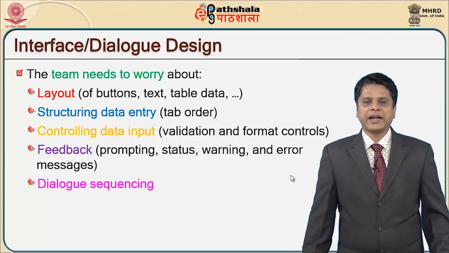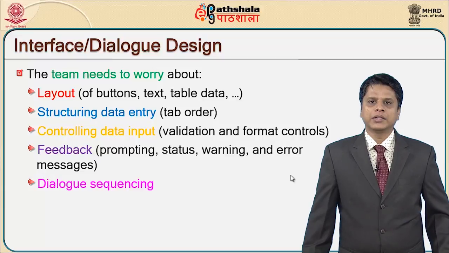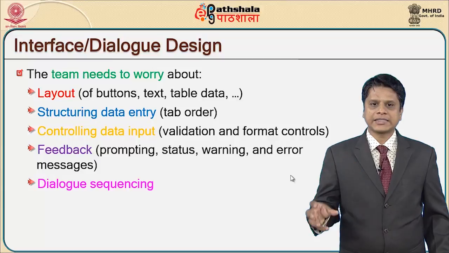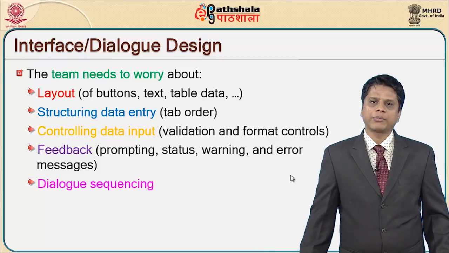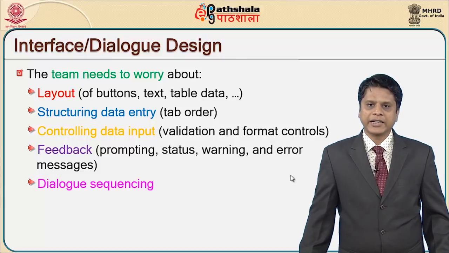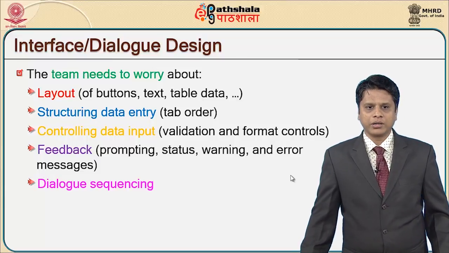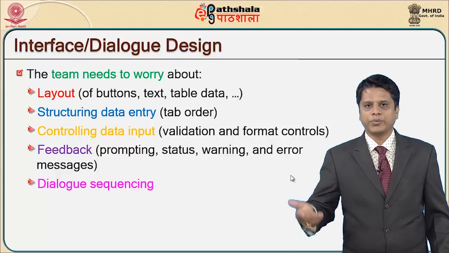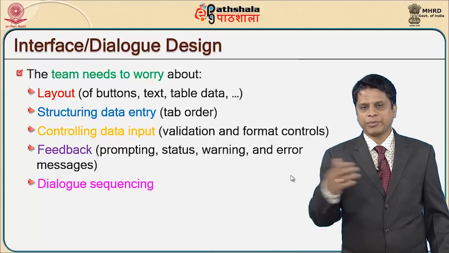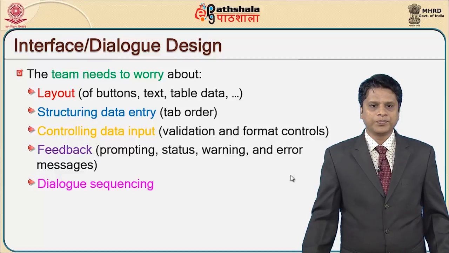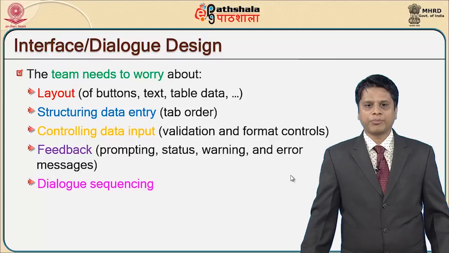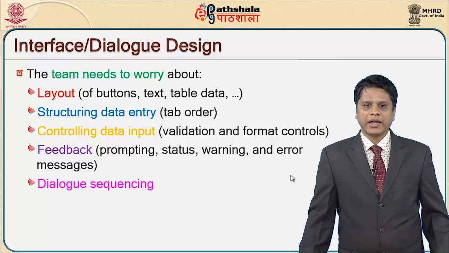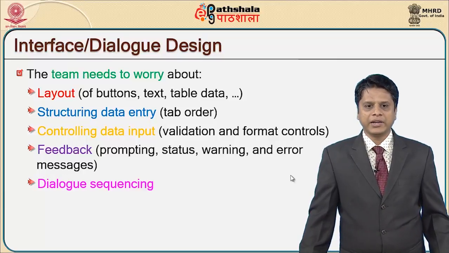Looking at the interface and the dialog design, the team needs to worry about the layout of the buttons, text, table data, and the most often used layouts, and the structure of the data entry in terms of tab order. So if I press tab, in which order does it move, whether from right to left or left to right, and so on. Then controlling the data input, validation and format controls, feedback, prompting status, warning and error messages, and finally dialog sequencing.